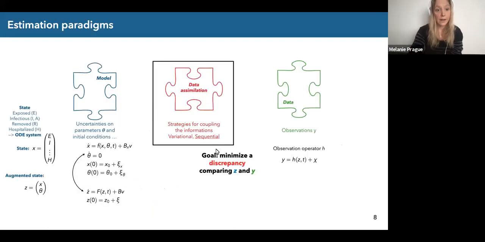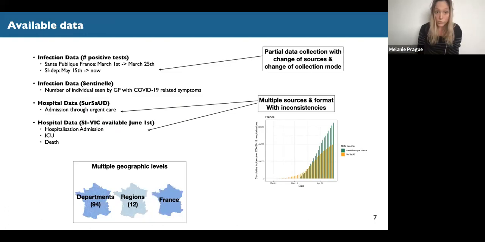Then we also had some data about the Sentinel network, which is about general practitioners in France and helps in collecting how many people have COVID-19 related symptoms. And to finish, we had some hospital data: the Sursaut database and the Civic database, which was available later. But you could see that there is a very big difference between the 2 databases, and there are some inconsistencies. On top of that, most of the time the data were available at the departmental, regional or French level, so we basically had to aggregate all those types of data with mathematical tools. Next slide.